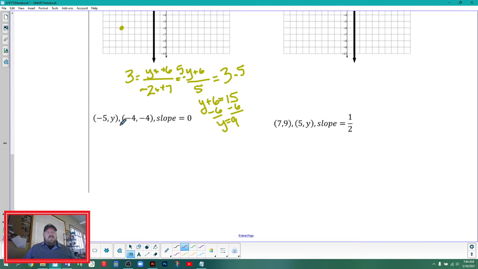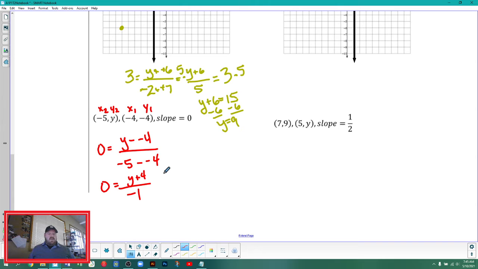Next one, I don't have a graph on this one, so I should come up with a way to do it all by myself. So we're going to go, again, I want to try to put my y in the 2 spot. So we're going to go x2, y2, and x1, y1. So my slope 0 is equal to y2 minus y1 over x2 minus x1. If I simplify that, that's going to be y plus 4 on top. And on the bottom, negative 5 minus negative 4, so add a positive, is going to be negative 1.